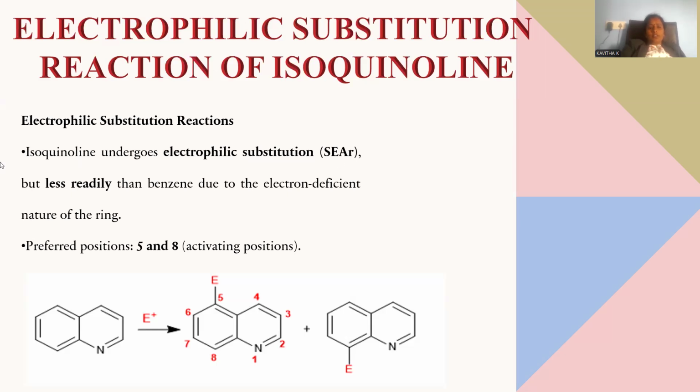Electrophilic substitution on isoquinoline is less readily available in comparison to benzene because of the electron deficiency nature. So here the benzene ring is operated with electrophilic substitution, but unsubstituted benzene also undergoes electrophilic substitution. In comparison to normal benzene, isoquinoline is somewhat less reactive towards electrophilic substitution. That is because of the electron withdrawing nature of the nitrogen atom, which is dragging the electrons toward the nitrogen, so that the electron density is somewhat diminished over the benzene ring. That is the reason why the reactivity is somewhat slower.